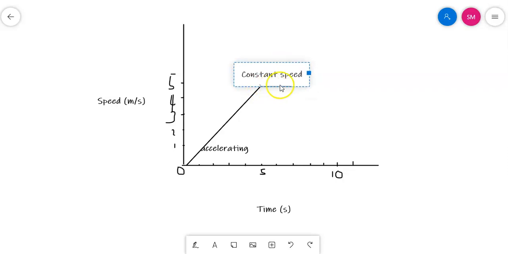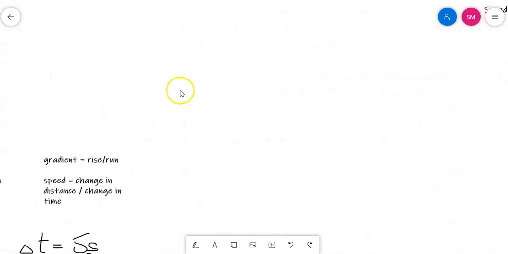So if we see a horizontal line like this in a speed time graph, assuming that the line is above 0, that means a constant speed. If we had a horizontal line at 0 going across, that would be telling us that the speed of the object would be 0 meters per second over time, which is telling us that it would be stationary. So a horizontal line on a speed time graph is telling us that the object is traveling at a constant speed.